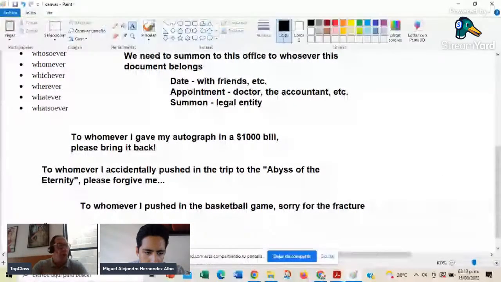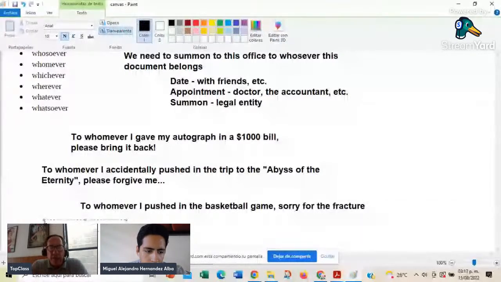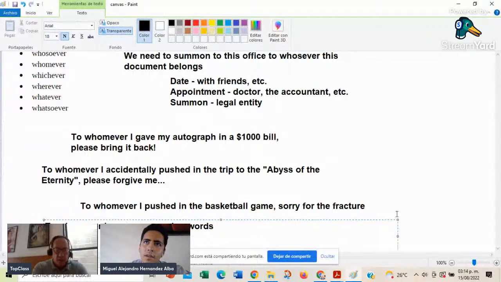For example, how do you say "a quien yo le haya dado palabras de aliento, por favor, síganlas"? How do you say that? To whomever I gave, how can I say palabras de aliento, teacher? Encouraging words, motivating words. What was the other part of the sentence? Continue with the please keep on, or continue, or never surrender, or keep on, right? Keep on.